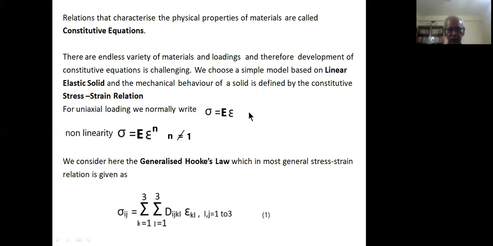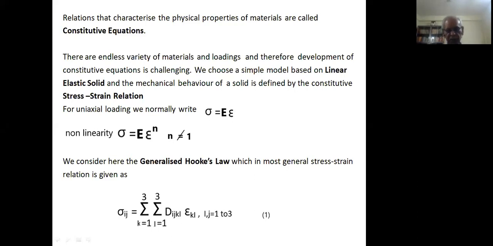Now, I want to say one or two things about the linear elastic solid and the stress-strain relation. I think we all know about the stress-strain relation, even from school age, that sigma is equal to E epsilon. Sigma is the stress, E is the elastic modulus, and epsilon is the strain. This is true for a linear elastic solid, because sigma and epsilon vary linearly.